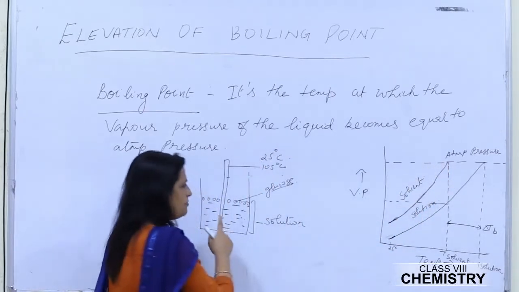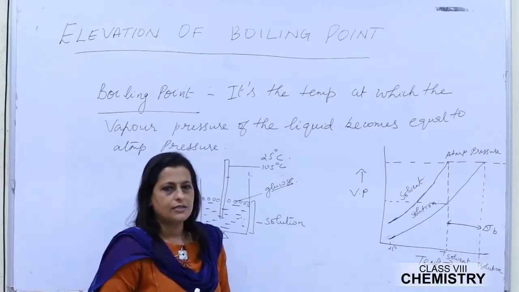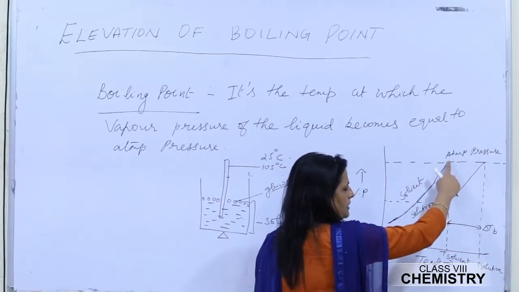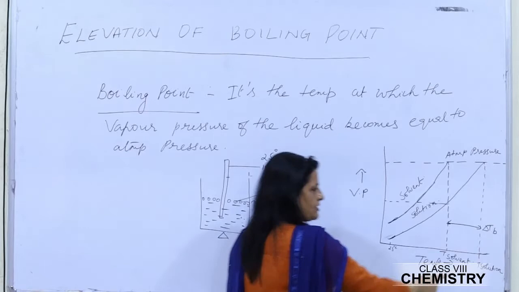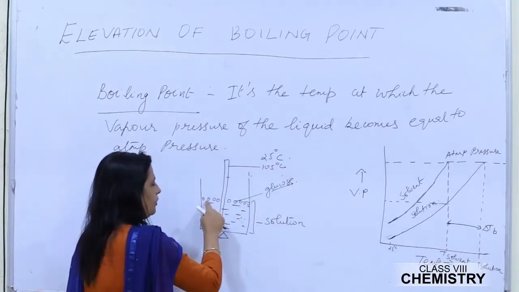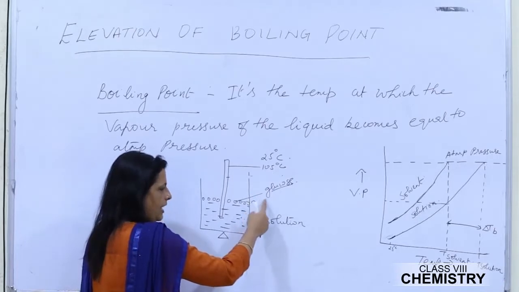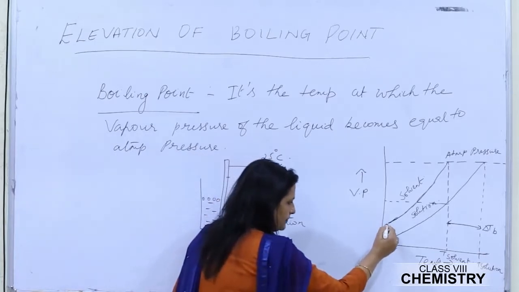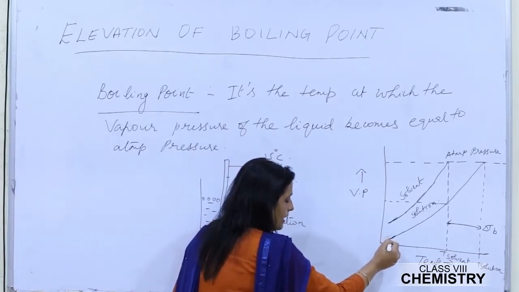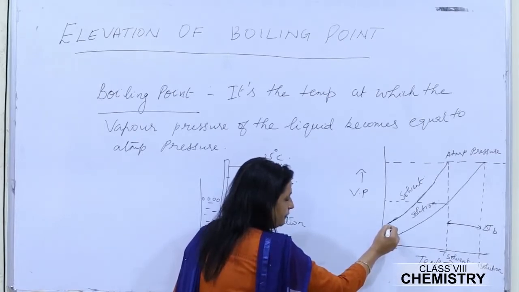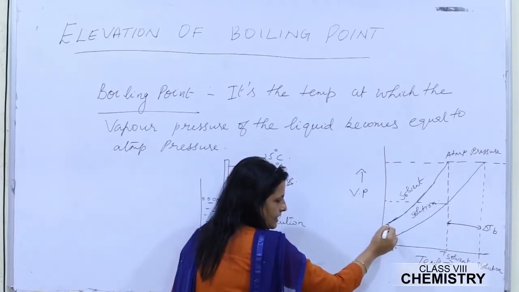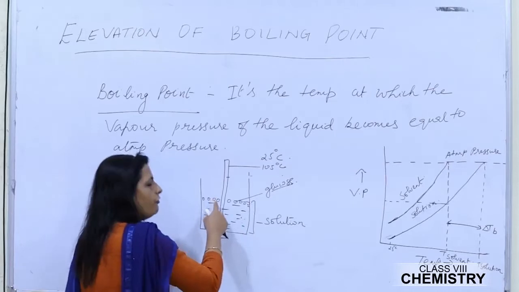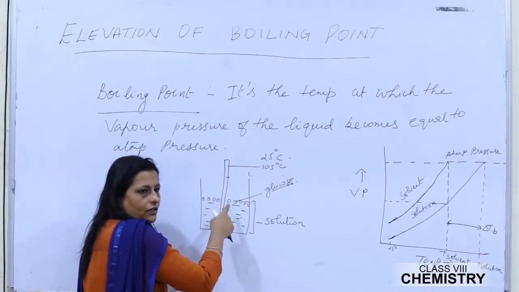Then again you are supplying heat, but the temperature is not increasing. Why? Because water's vapor pressure has become equal to atmospheric pressure. So that represents the boiling point of the solvent. Now you are just cooling it, and then you are adding non-volatile solute, say glucose. And you are doing the same process. You are noting the vapor pressure at 25 degrees C. What do you observe? The vapor pressure of the solution at 25 degrees C is less than the vapor pressure of pure solvent at 25 degrees C. Why is it less? Because the escaping tendency of the solvent is decreasing when you are adding a non-volatile solute. Why? Because the surface is occupied by what?